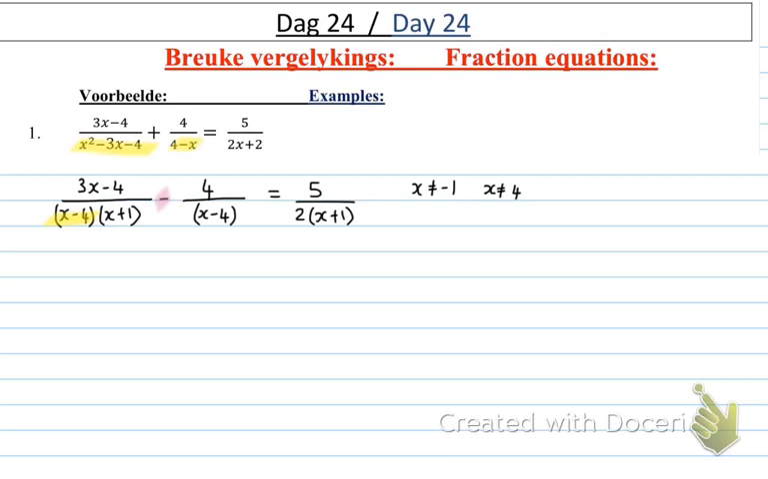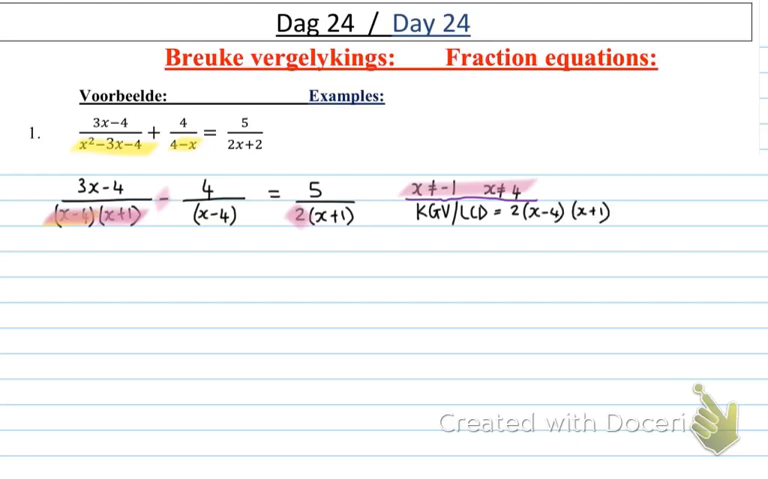To find the LCD, all things that are below the line have to be present in my LCD. So first I have an x minus 4 and an x plus 1. Then x minus 4 repeats, so I'm only going to have it once. I don't have to have it twice. And then I have a 2 and then an x plus 1 again. So those that are highlighted with pink, those will be the LCD. So the LCD will be 2 times x minus 4 times x plus 1.